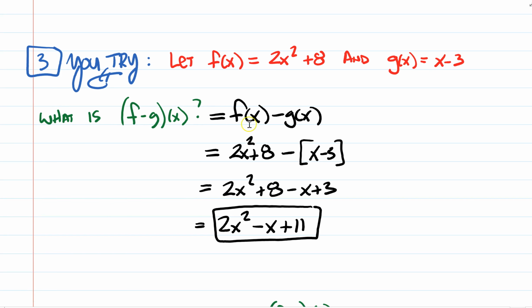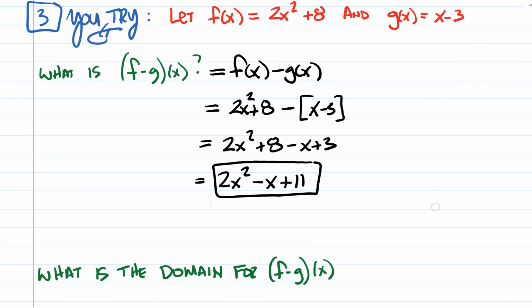Okay, for the first part here, hopefully you got that f of x minus g of x is just 2x squared plus 8 minus the quantity of x minus 3. So that's 2x squared plus 8 minus x and then a plus 3 when I distribute that sign. So I got 2x squared minus x plus 11.